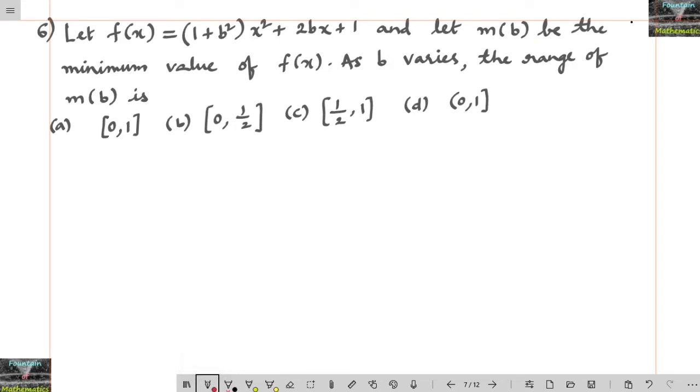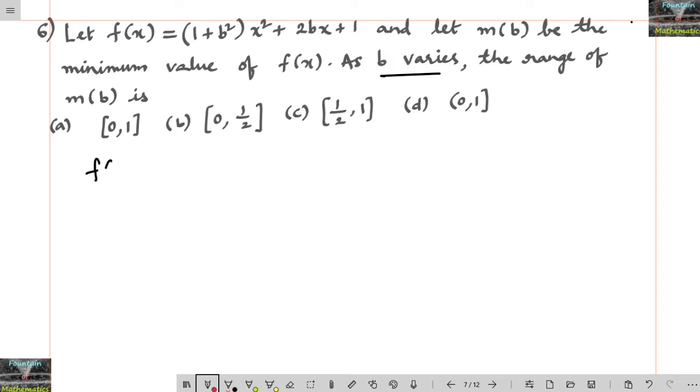Problem number 6. Let f of x be equal to (1 plus b square) x square plus 2bx plus 1, and let m of b be the minimum value of f of x. As b varies, the range of m of b is. Four options are given. Among these four options, as b varies, what is the range of m of b? What is m of b? M of b is the minimum value of f of x.